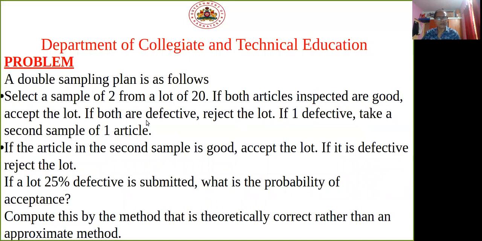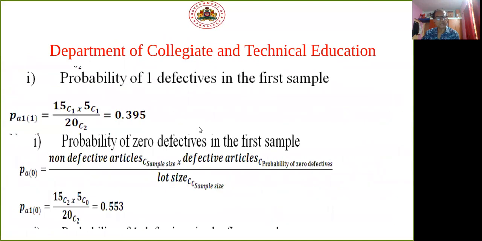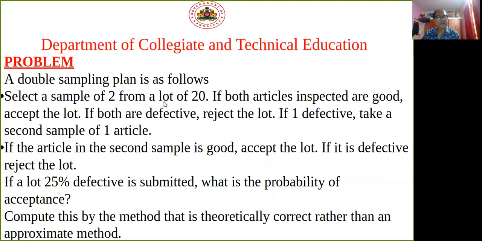Now we will take a problem on a double sampling plan. The plan is as follows. Select a sample of 2 from a lot of 20. The first sample size is 2 and the lot size is 20. If both the articles inspected are good, accept the lot.